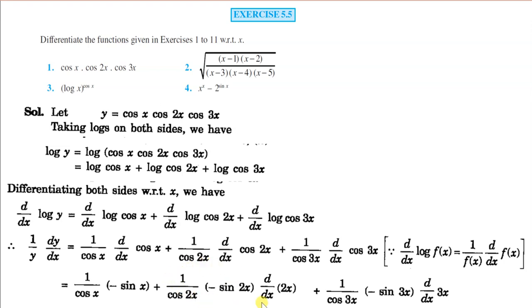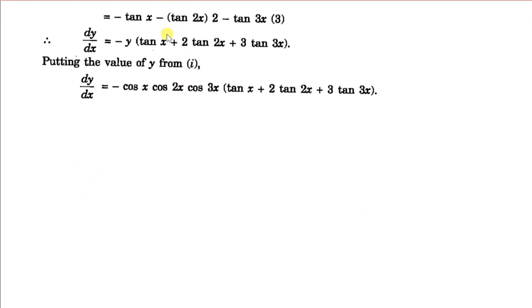Here the derivative of 2x is 2, and it becomes minus 10 2x. So we have minus 10x, minus 2, 10 2x, minus 3, 10 3x. So we can write dy by dx is equal to minus y, minus can be taken common from all the three terms, so multiplied with 10x plus 2 10x plus 3 10 3x, and then substitute the value of y, which is cos x, cos 2x, cos 3x.